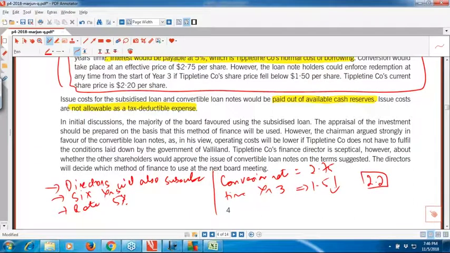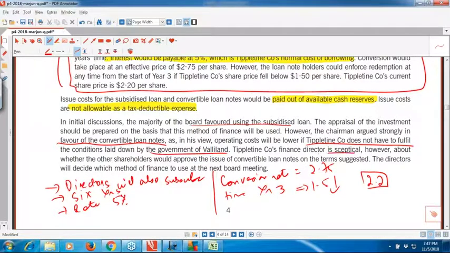Furthermore, in the initial discussion, the majority of the board favored using the subsidized loan. The appraisal of the investment should be prepared on the basis of this method. However, the chairman argued strongly in favor of the convertible loan note, as in his view, operating costs will be lower if Tipletine does not have to fulfill the conditions laid down by the Government of Valleyland.